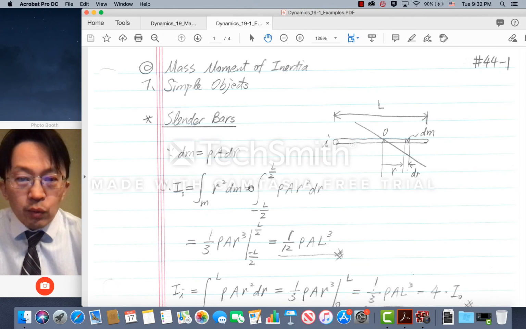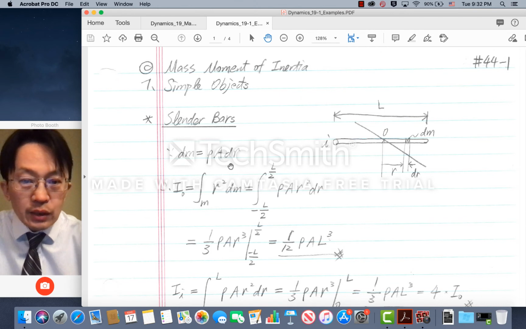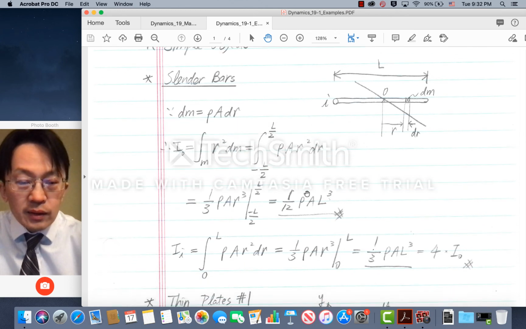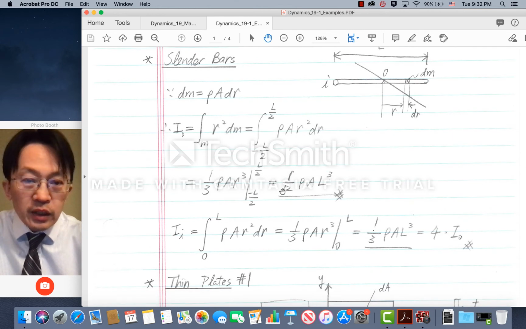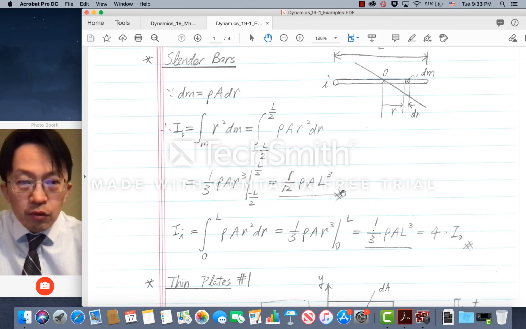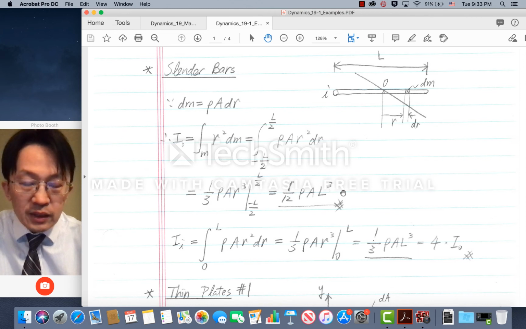If we do that, we replace dm in the whole integral with rho A times dr. So that's how we're going to do it here. We put this r squared in this integral, and then we just carry out the integral. This leads to 1/3 times rho times A times r cubed, from negative L over 2 to positive L over 2. And this gives us the result 1/12 rho times A times L cubed. So this will be the value for the slender bar at the center of gravity.